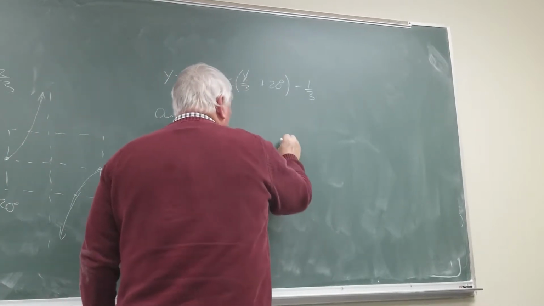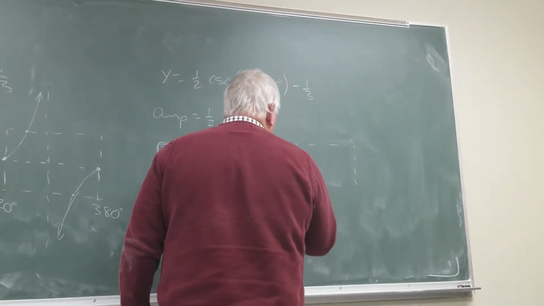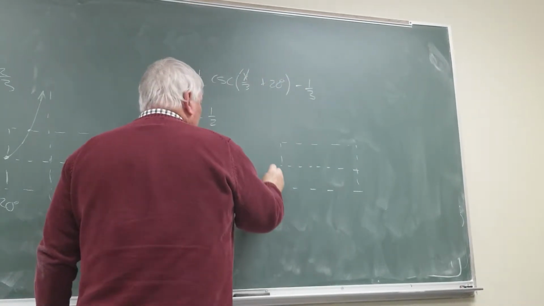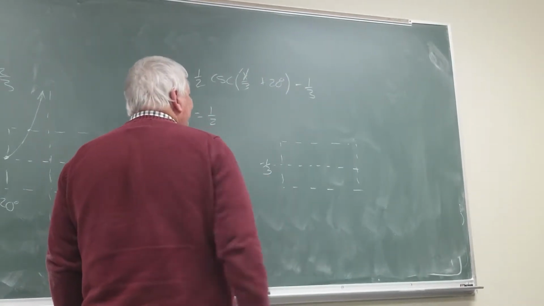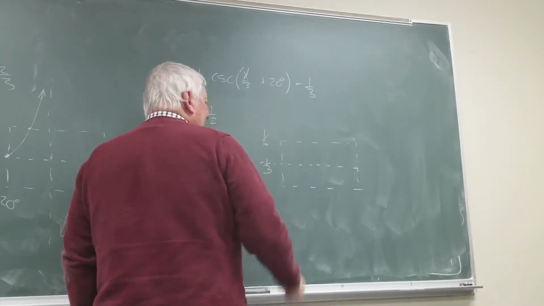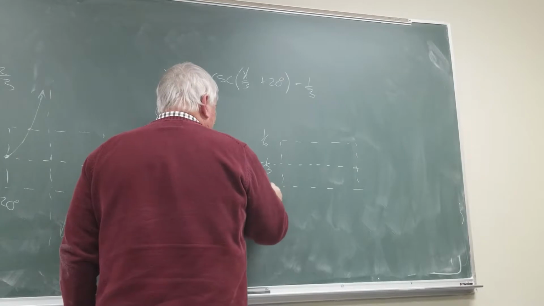So negative 1/3. Half up from there is positive 1/6. Half down from there is negative 5/6.